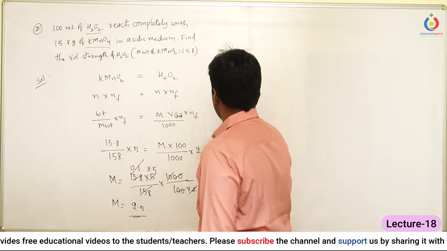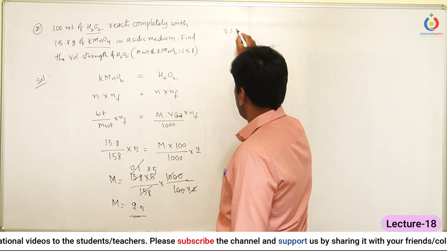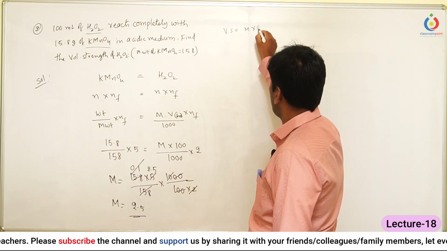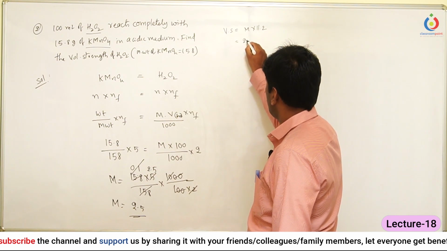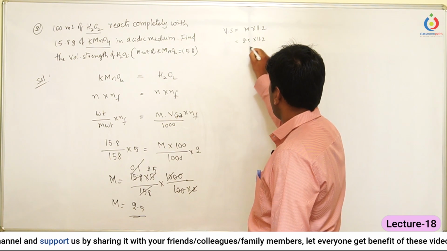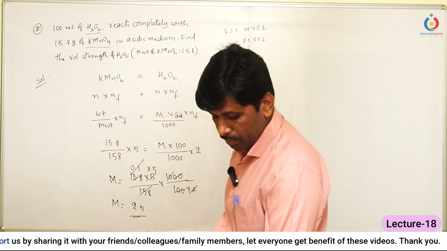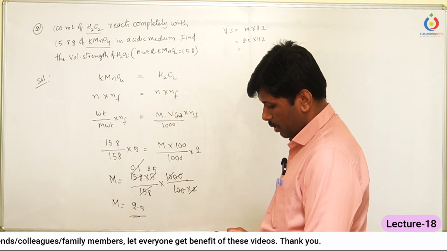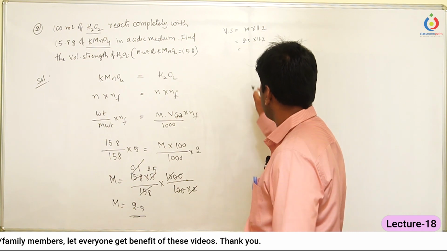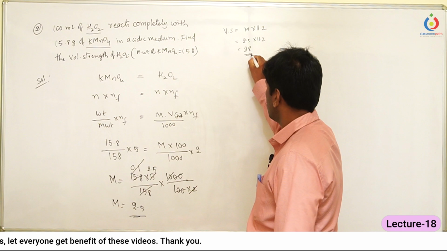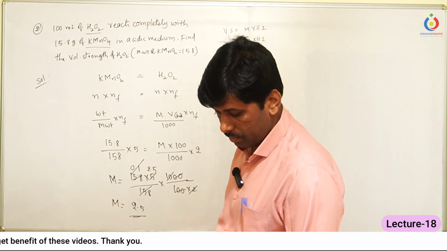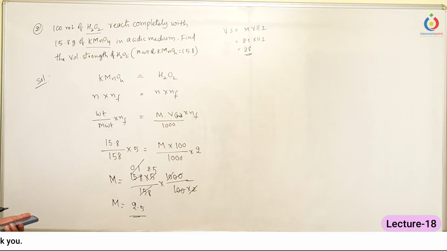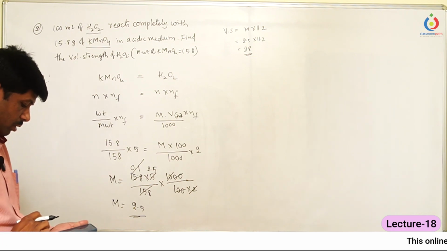Now they are asking the volume strength. Volume strength of H2O2 is equal to molarity into 11.2. Molarity is 2.5 into 11.2. Let us try to solve that. 2.5 into 11.2 equals 28, which is the volume strength. So let us solve some more questions.